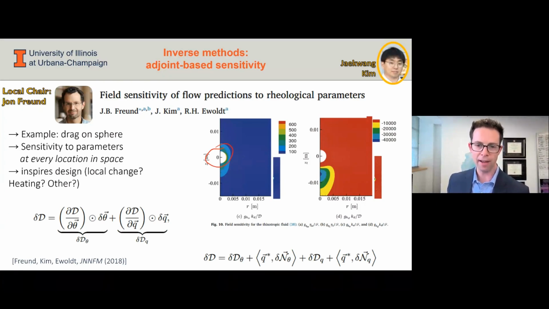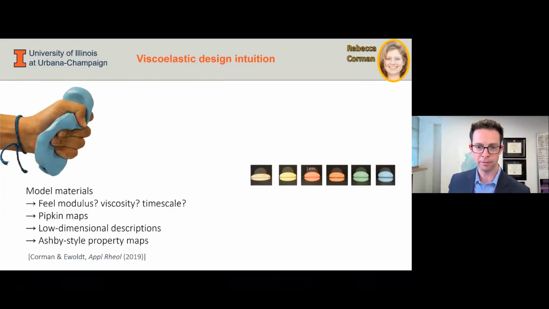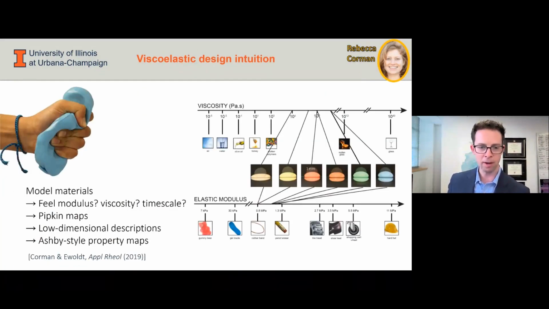How does the drag on that sphere depend on the rheology, but not just the rheology being the same everywhere, but you have this amazing way in this mathematical framework to ask, how does my drag depend on the rheology in every point in space, which is really cool, because I think it motivates other paradigms of thinking about the design. Like, if local changes matter, maybe you can think about locally heating or locally changing in some other ways for achieving your objective.